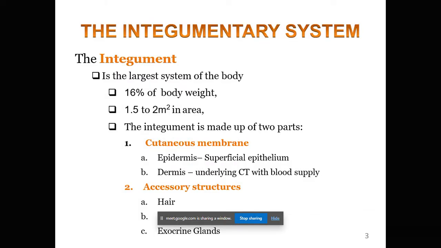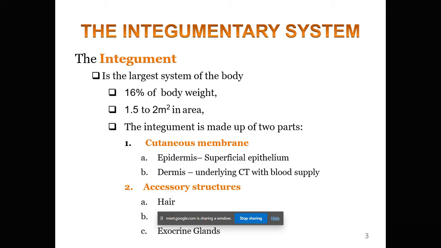Okay, let's begin. So the integument is the largest system of the body. 16% of the body weight is of the integumentary system. Then the surface area it covers is 1.5 to 2 square meters. The integumentary system is basically made up of two parts, the first being the cutaneous membrane.